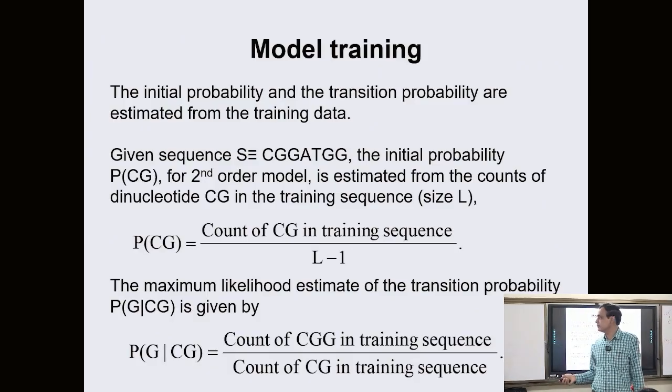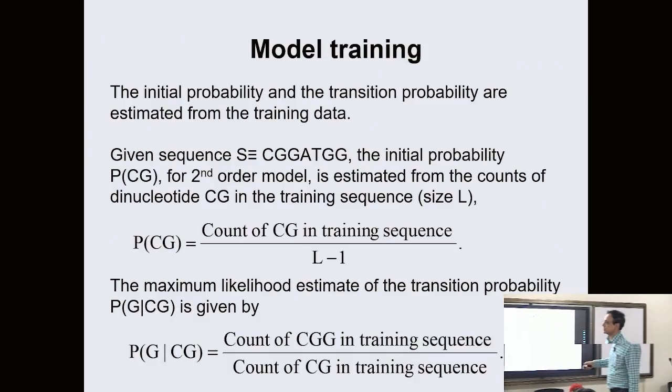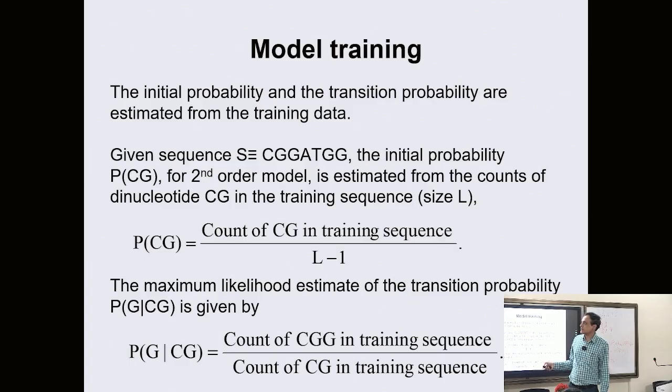That proportion is the estimate of the probability of G given CG. Now you tell me, how many CGs are there in the training sequence? 1. So the denominator is 1. How many CGGs are there in the training sequence? 1. So 1 by 1. So the probability of G given CG is 1. The value of this transition probability is 1. This is how machine learning models learn the parameters.